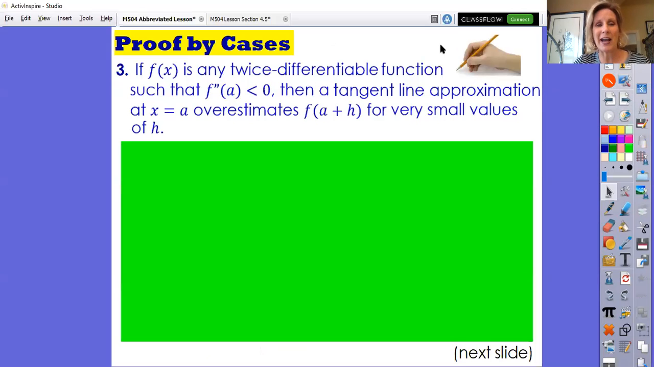So let's look at one final proof by cases that has to do with calculus. If we read the statement together, it says if f of x is any twice differentiable function, that just means that f prime of x and f double prime of x exist, such that f double prime of a is less than 0. What do we know if the second derivative is negative? The f of x must be concave down at x equals a. Then the tangent line approximation at x equals a overestimates f of a plus h for very small values of h. That's a lot of words. So let's see if we can break that down.